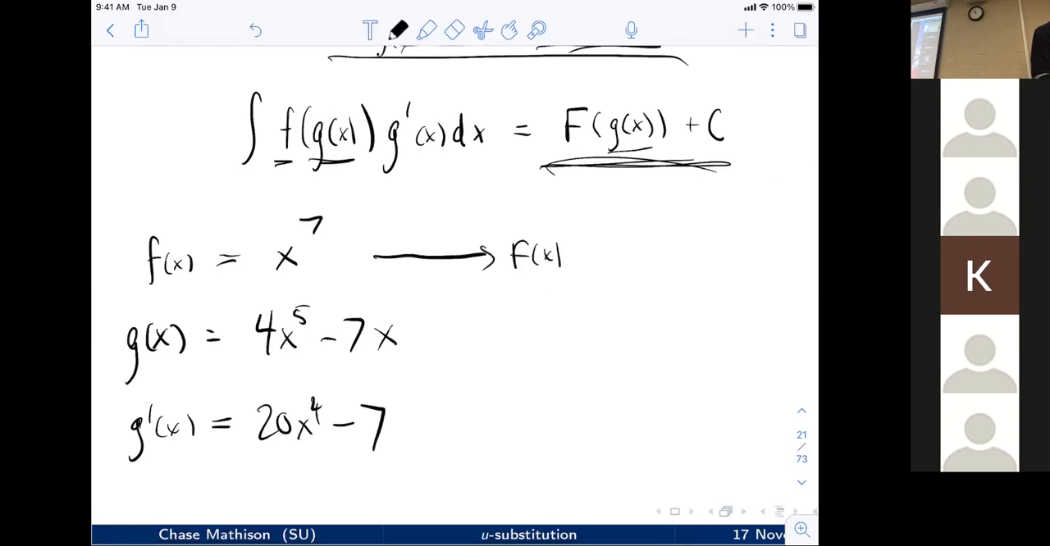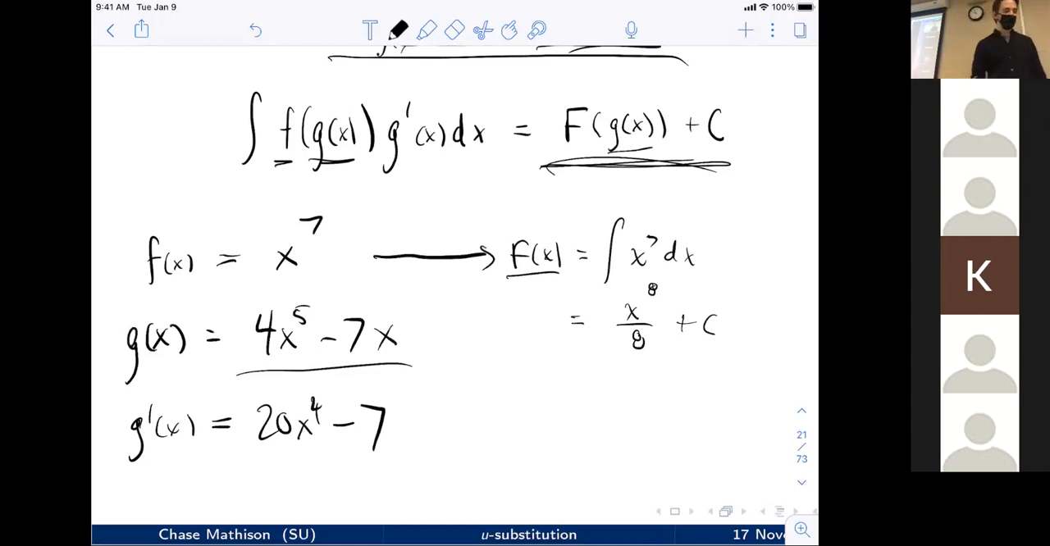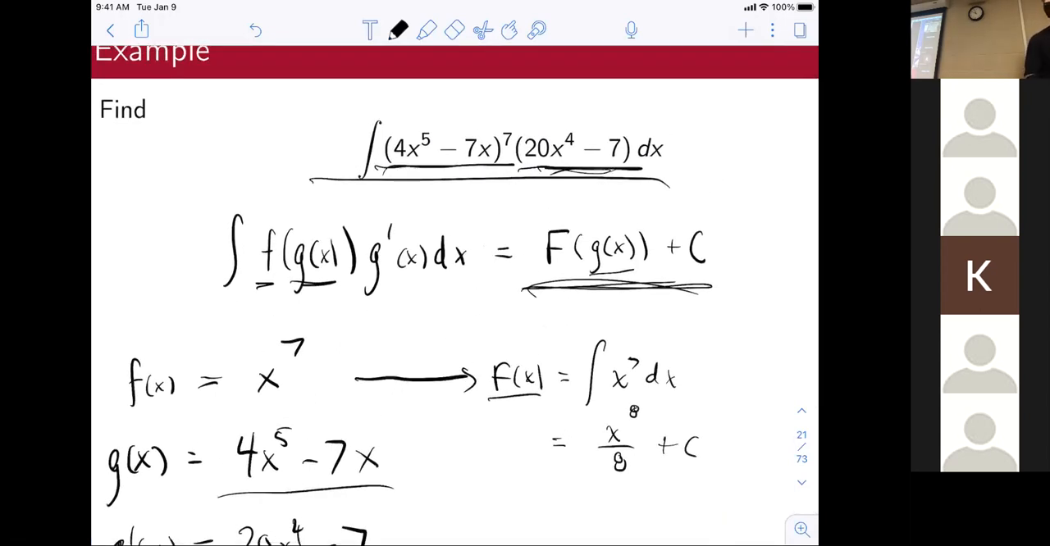Well, if I want an antiderivative of little f, that tells me big F of x is, I could just take the indefinite integral of x to the 7th with respect to x. And so big F of x is x to the 8th over 8, plus c if you want. It really doesn't matter when you add in the plus c. Okay. So then I have everything. I have big F. I know g has to be this 4x to the 5th minus 7x, because then g prime is 20x to the 4th minus 7, this stuff that's left over.